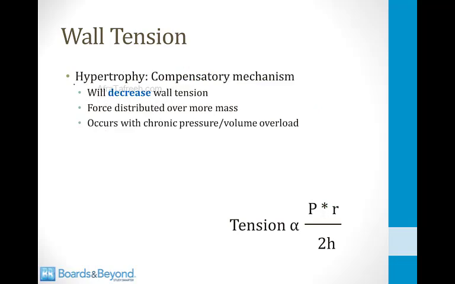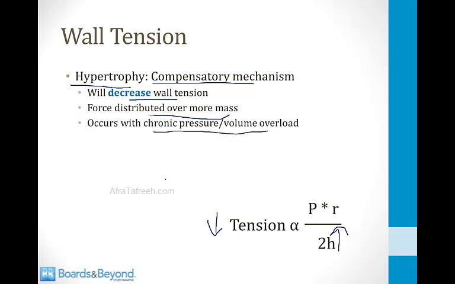The law of Laplace also explains left ventricular hypertrophy, which is a compensatory mechanism of the left ventricle to decrease the wall tension in the left ventricular chamber. Anytime the wall thickness goes up, according to the law of Laplace, wall tension will go down. The force inside the left ventricular chamber is distributed over more mass when left ventricular hypertrophy occurs. And this is commonly seen in settings of chronic pressure or volume overload.